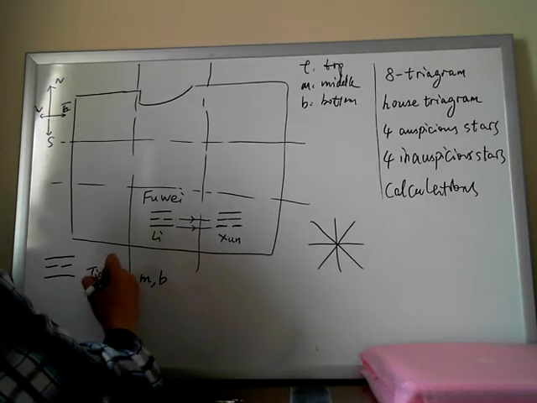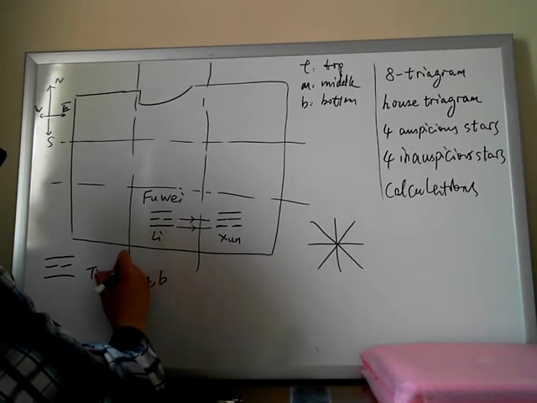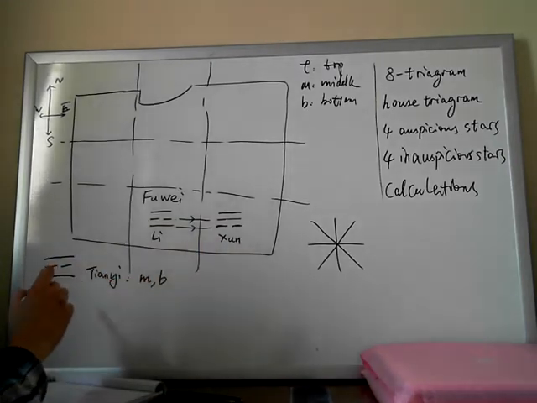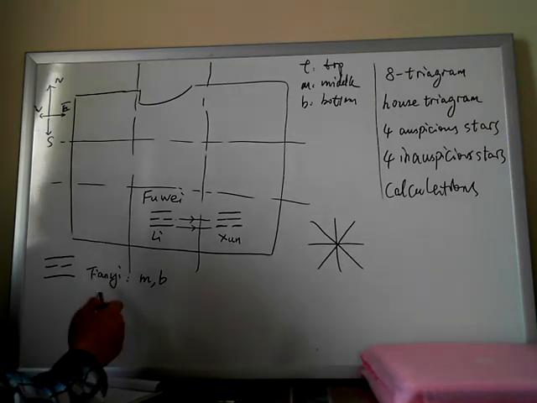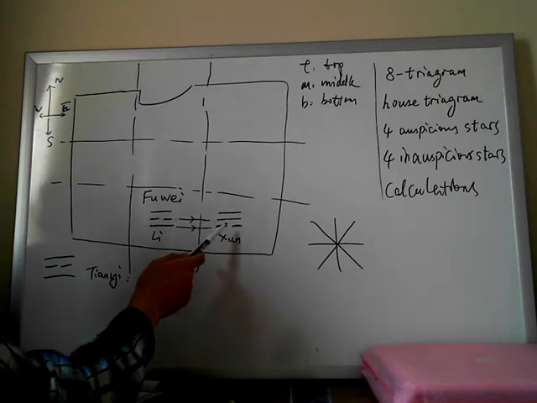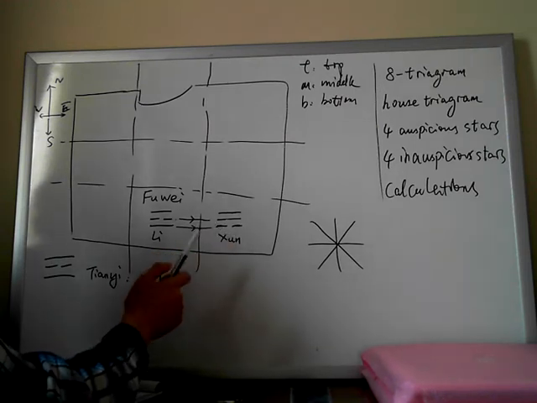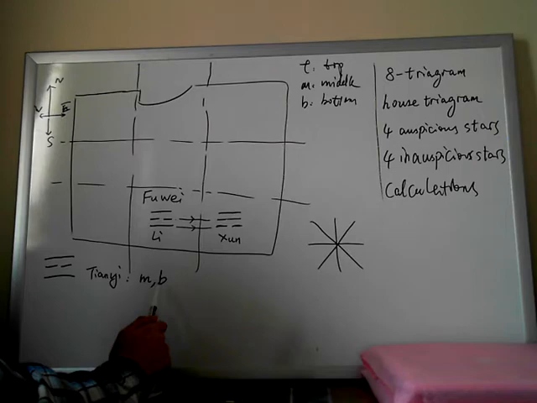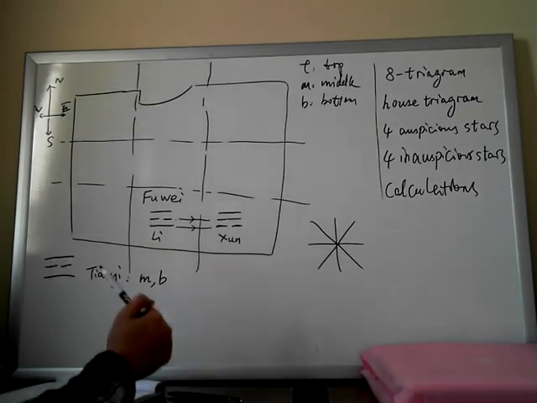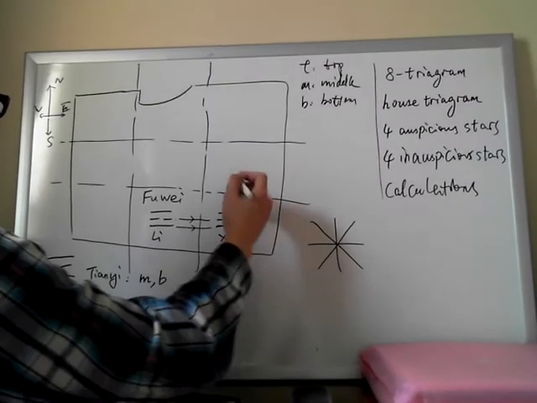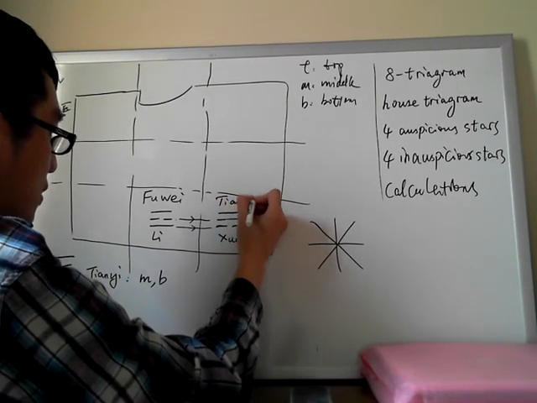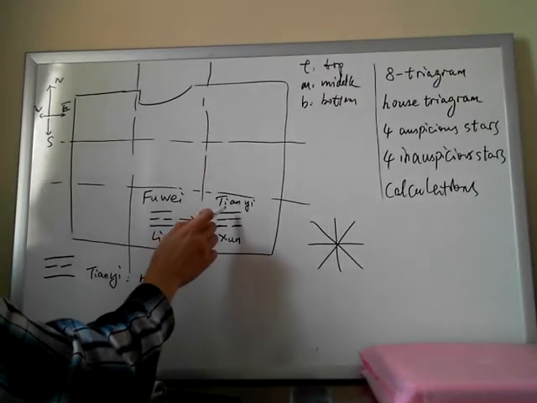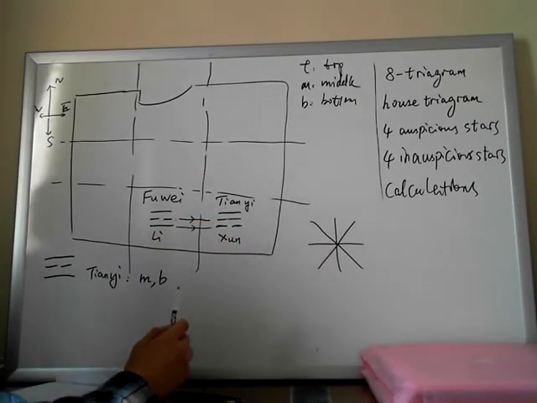How do I know that? Well, that's the rule. This is what you need to hard code in your memory. Tianyi is associated with the trigram that changes the middle line and bottom line from the trigram at Fu Wei. So this is the Tianyi star, and we usually call this the Tianyi position.